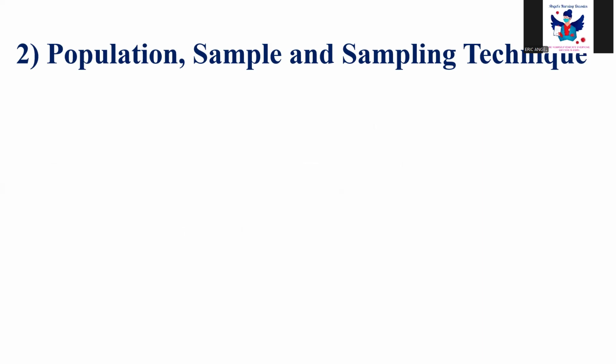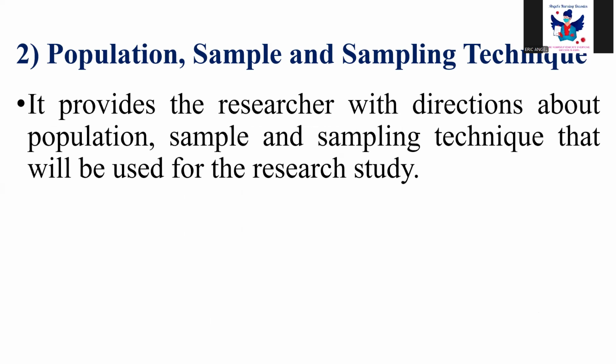Second, the population, sample, and sampling technique. Research design also provides the researcher with directions about the population, sample, and sampling technique that will be used for the research study. For example, in an ethnographic qualitative research design, a researcher gets the directive that the population will be a specific cultural group and the study will include a small sample selected through a non-probability sampling technique.